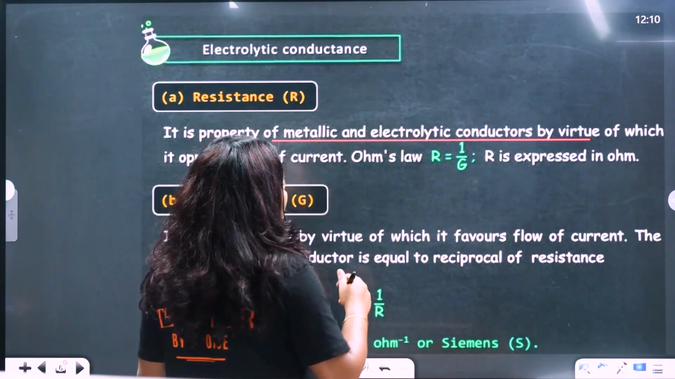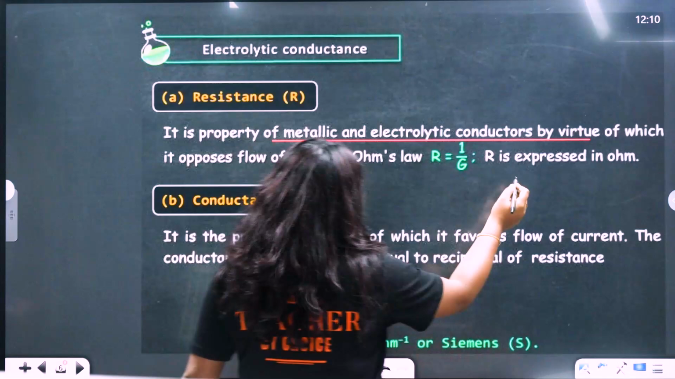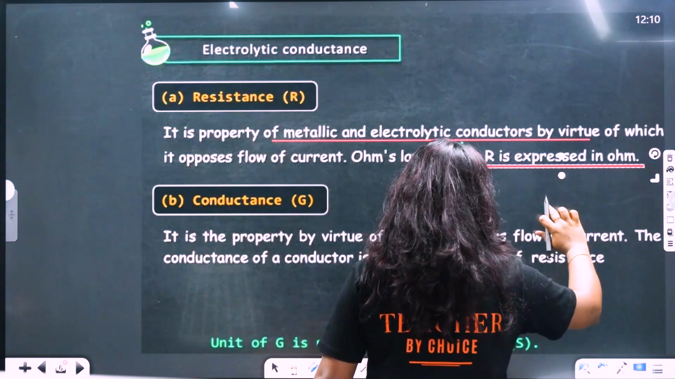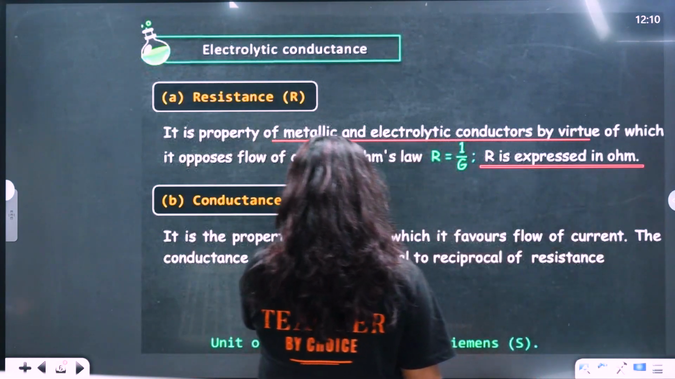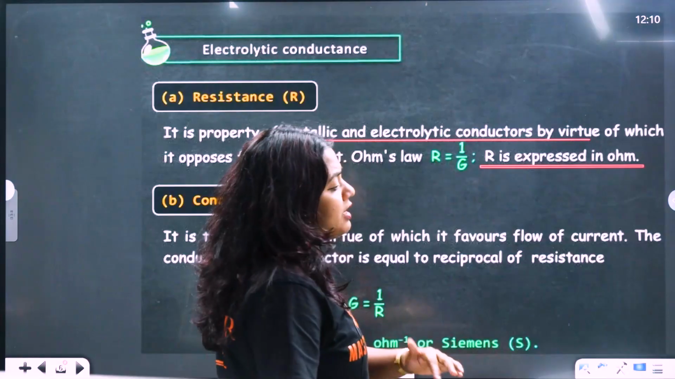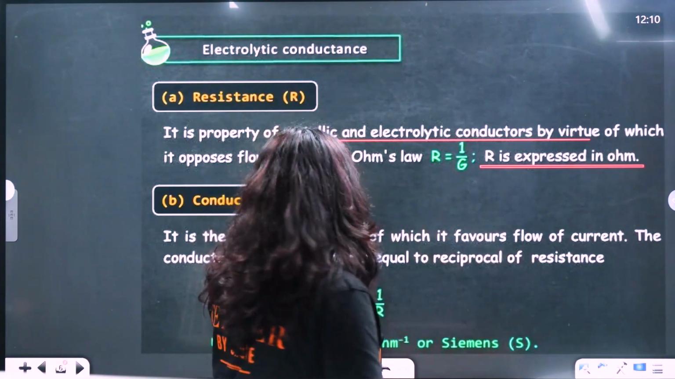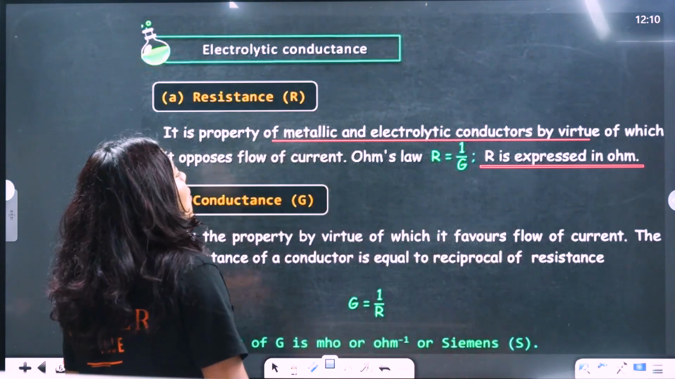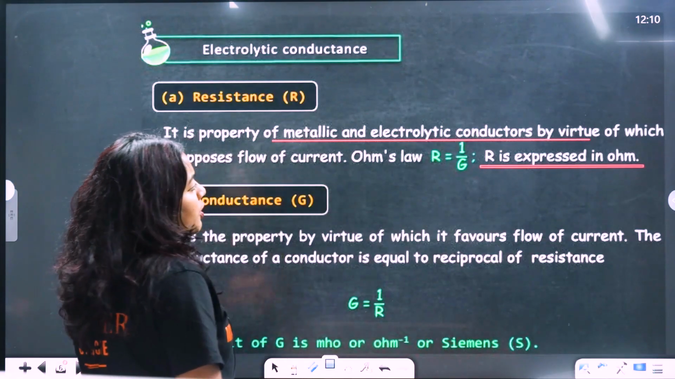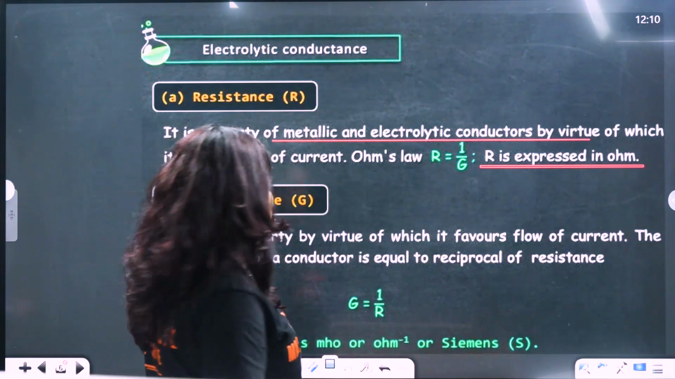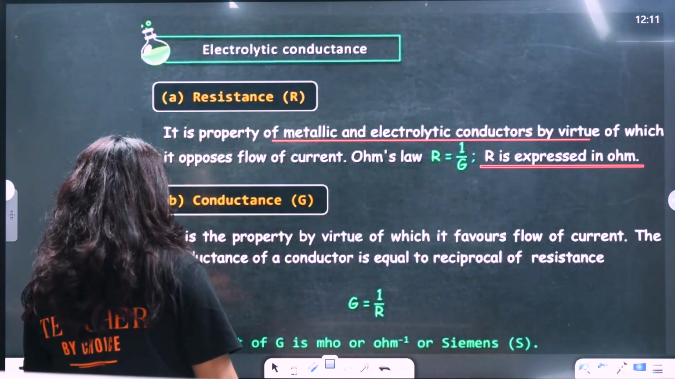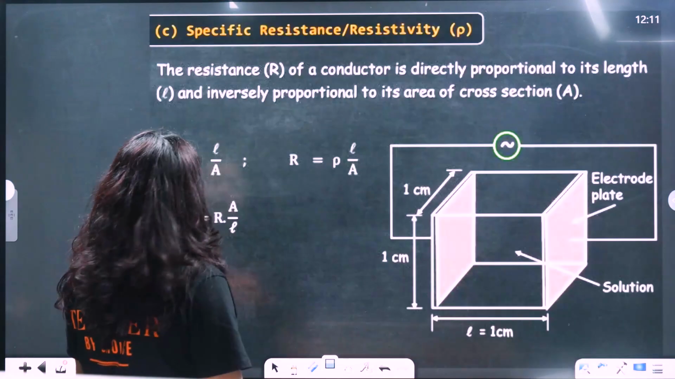So by Ohm's law, R is expressed in ohm. Resistance is equal to 1 by conductance, that is, the reciprocal of the conductance. R is expressed in ohms.